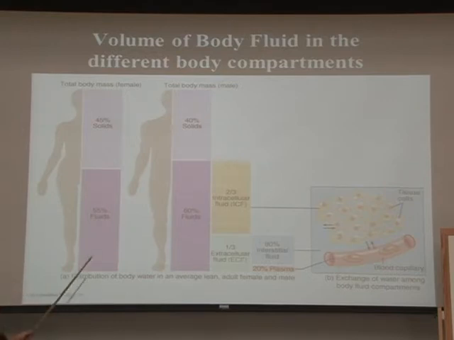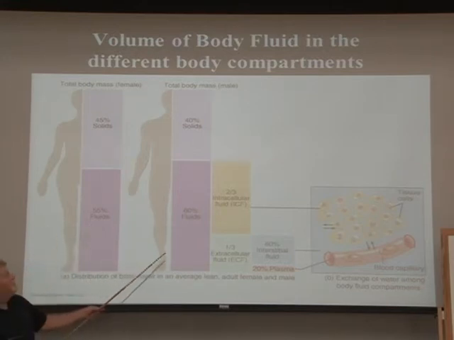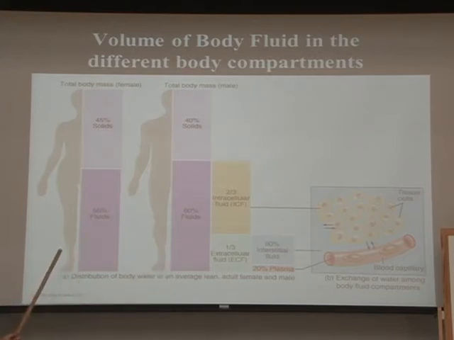So when we look at the human body, we're actually a bag of water, essentially. So if you're female, 55% of your body mass is water. If you're male, about 60% of your body mass is water. So we're essentially a bag of water. Men are more water than women.